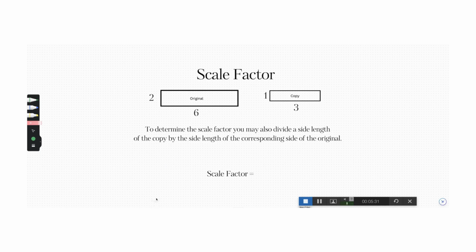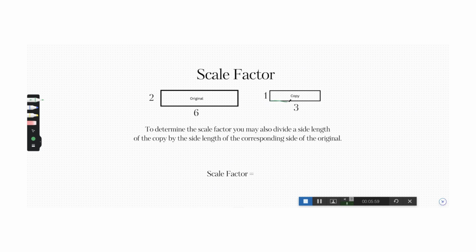Here's another scale factor problem, but this time notice our original shape, this original rectangle, is larger than our copy, right? So it's actually decreasing in size, okay? So to determine the scale factor, you may also divide a side length of the copy by the side length of the corresponding side of the original, okay? So I'm going to go with, say, this side here, okay?